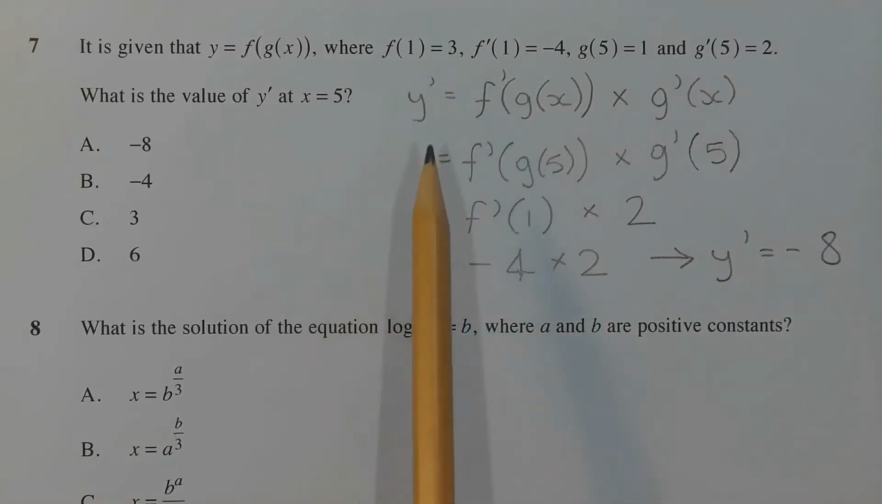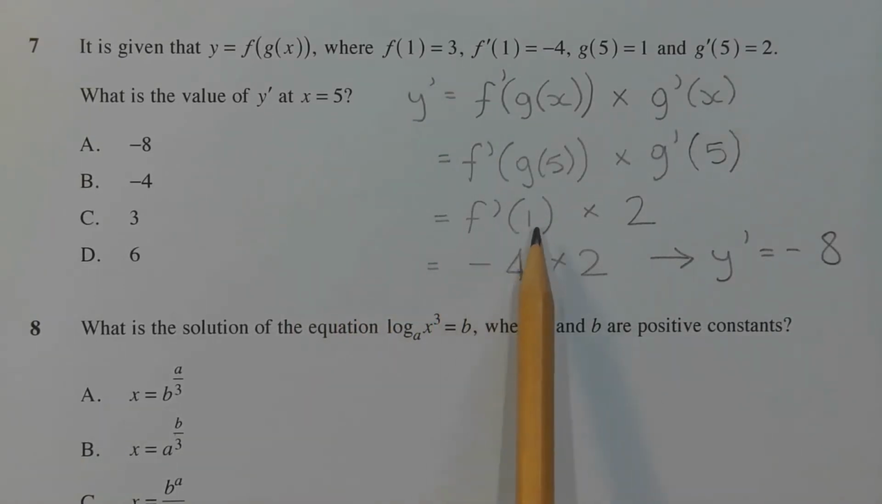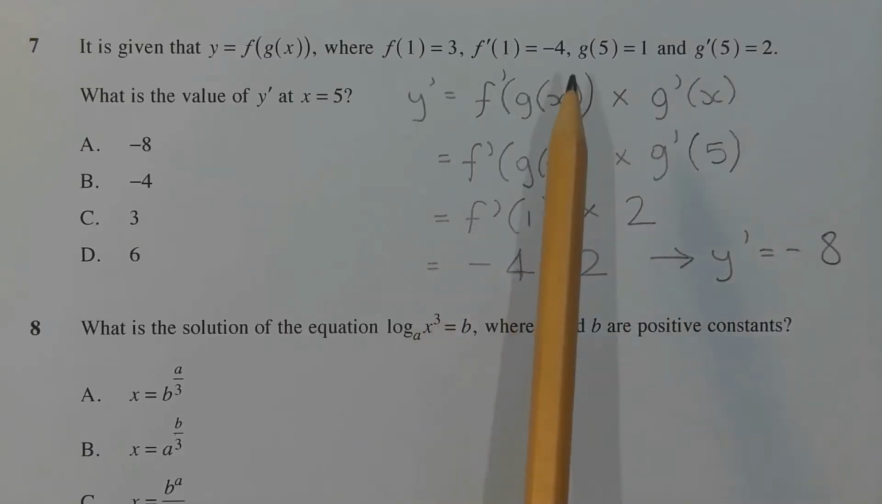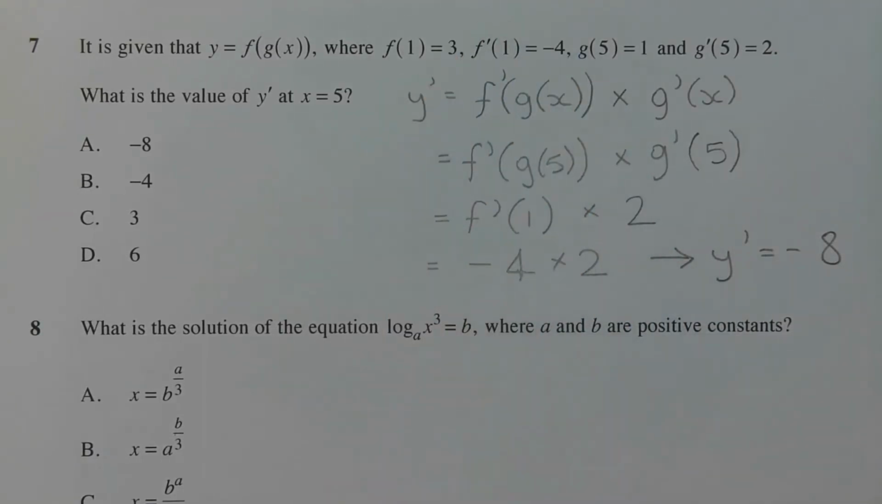So y dash is equal to f dash of 1 times 2, and f dash of 1 is defined as negative 4. So y dash is equal to negative 4 times 2, which is equal to negative 8. Therefore, the correct answer is option A.